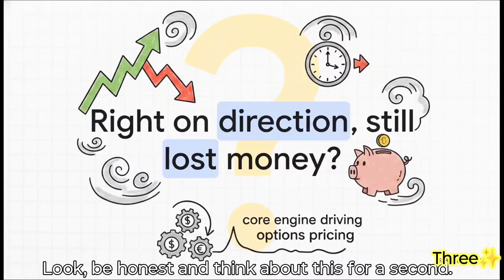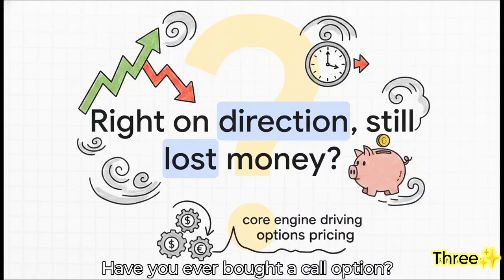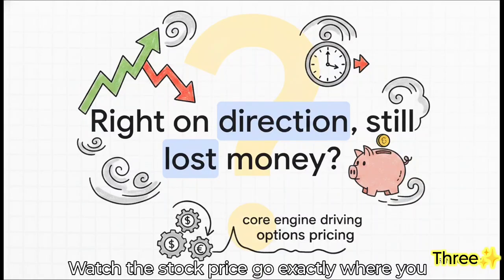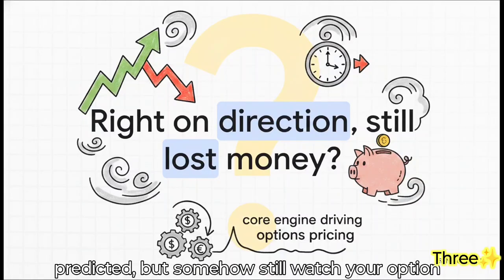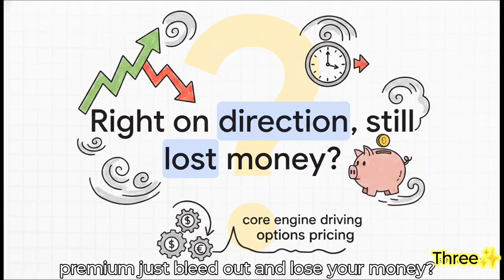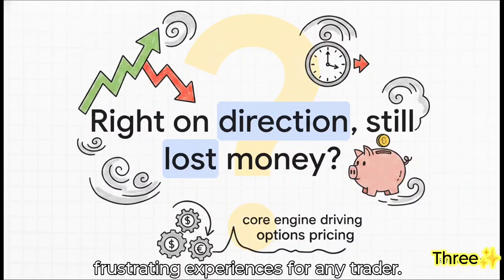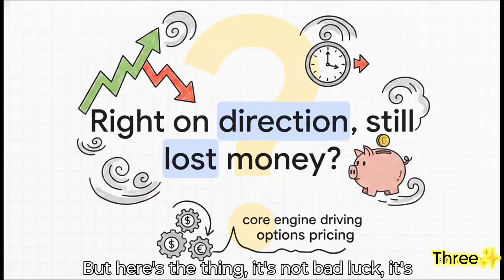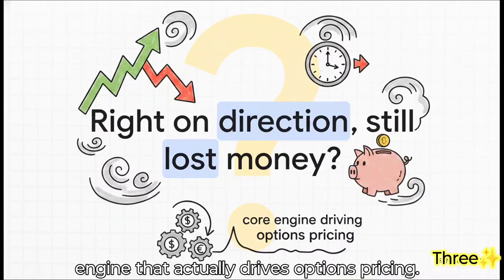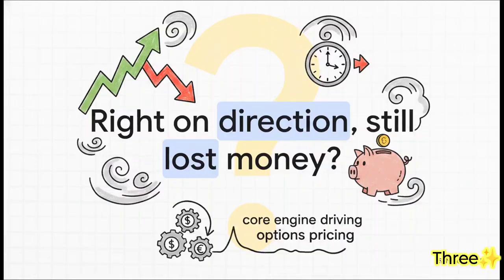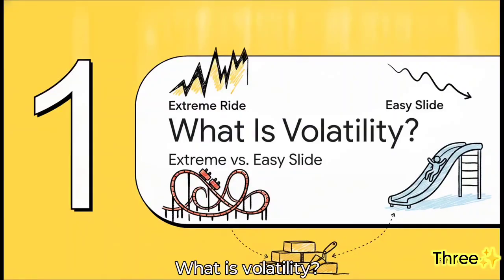Look, be honest and think about this for a second. Have you ever bought a call option, watched the stock price go exactly where you predicted, but somehow still watched your option premium just bleed out and lose your money? Yeah, it's literally one of the most frustrating experiences for any trader. But here's the thing, it's not bad luck, it's just a misunderstanding of the core engine that actually drives options pricing.